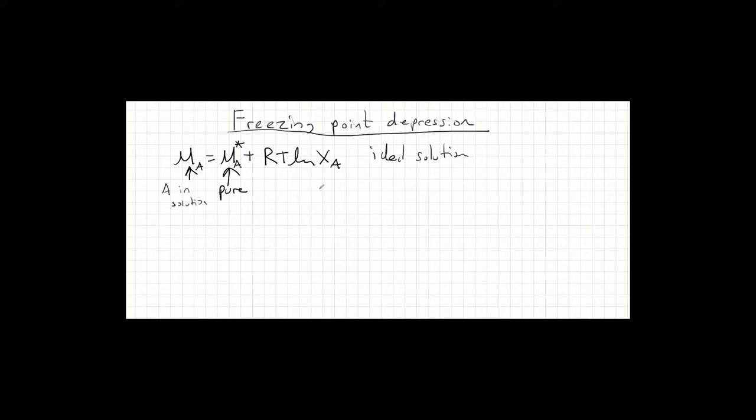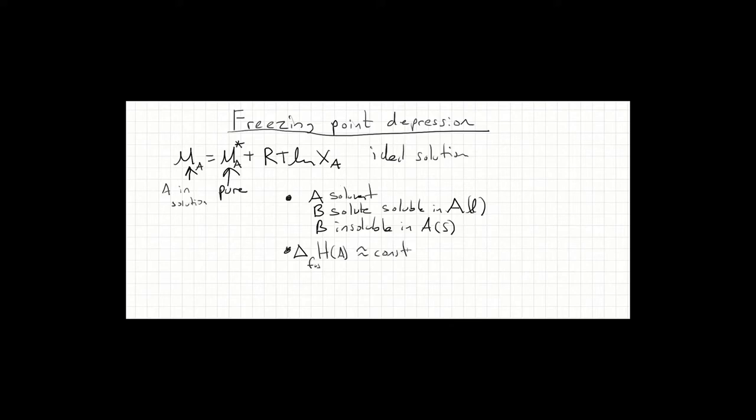All right, so when are we going to have freezing point depression? Well, imagine that we have a situation where A is the solvent, and B is a solute, and it's soluble in the solvent when the solvent's a liquid. And B is going to be insoluble in solid A. And the last thing we'll say is that the delta H of fusion of A is going to be constant. If we have a small change in temperature from the normal melting temperature, that's a good approximation.